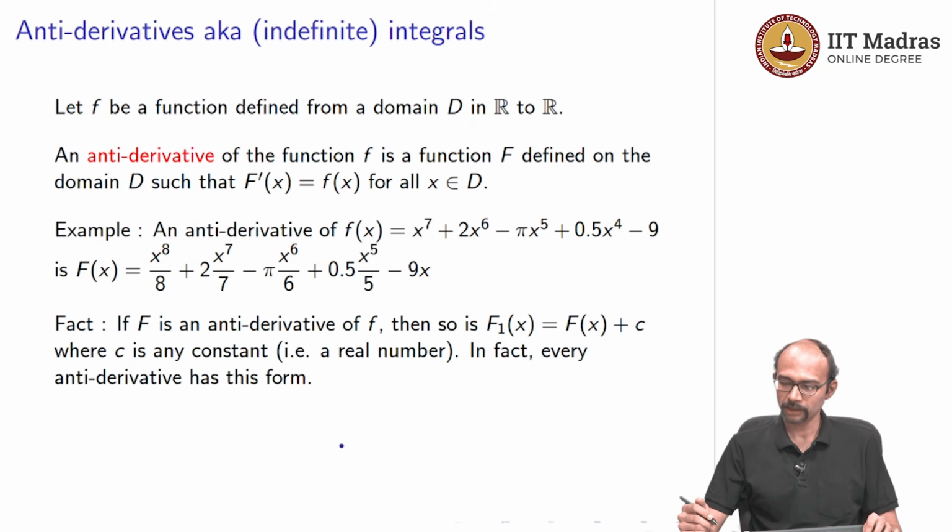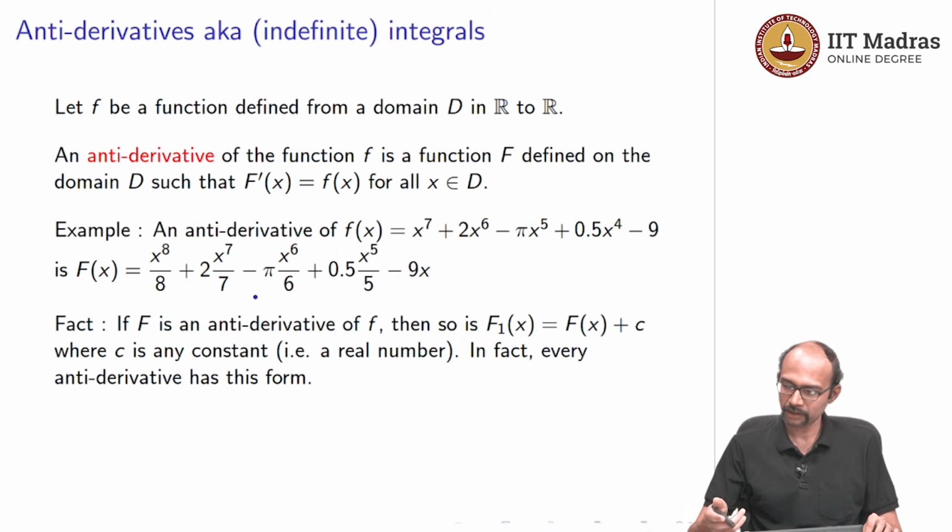What is more remarkable is that every antiderivative actually has this form. So, once you identify one antiderivative of a function, you know all possible antiderivatives. So, if you know one antiderivative, then if you add a constant, that will be another antiderivative, and if you allow that constant to vary over the real numbers, that will give you all possible antiderivatives. So, there is no other antiderivative that is possible.